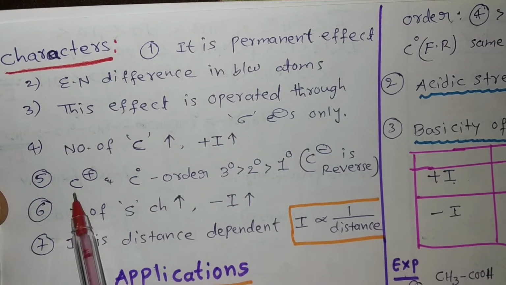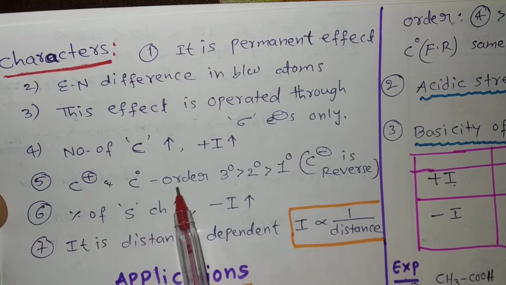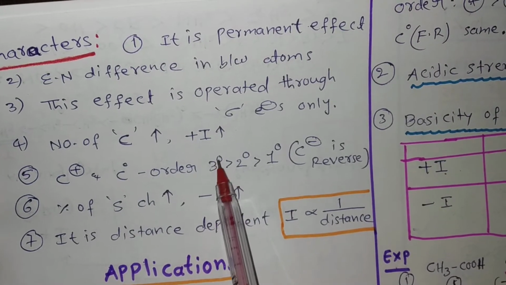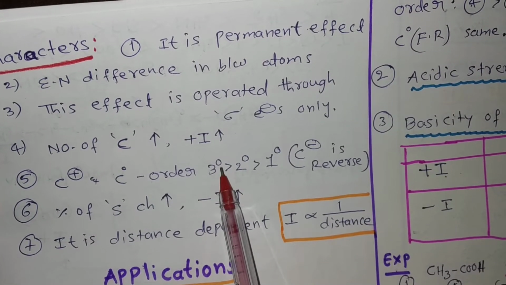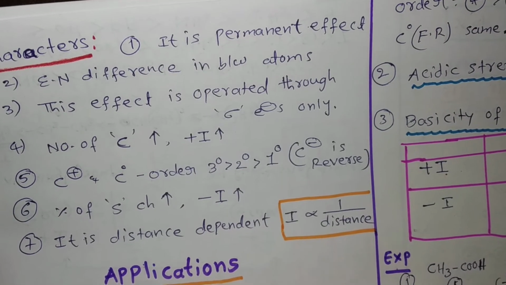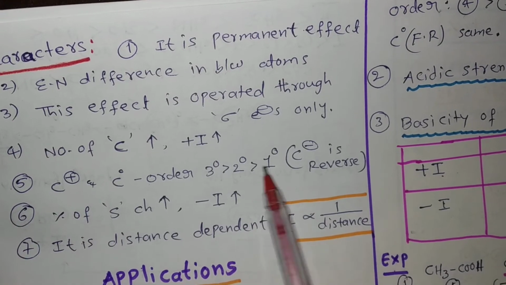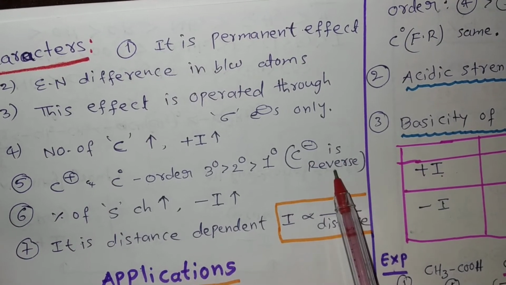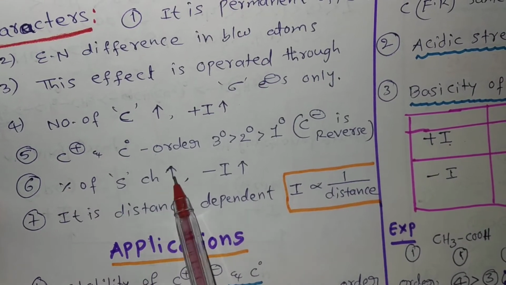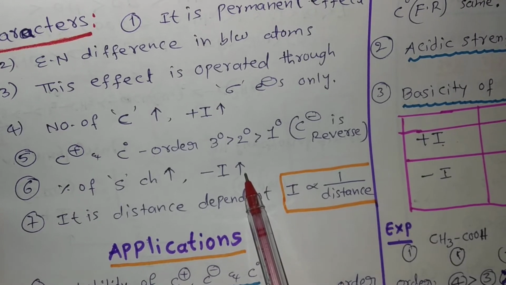Fifth one, carbocation and carbon free radical are both in the same order. So that is the order: the tertiary carbocation has more inductive effect than secondary and primary. Both have the same character, but carbanion is in reverse order. Sixth one, if we increase the percentage of S character, then the minus inductive effect increases.